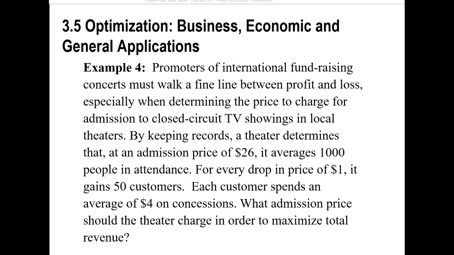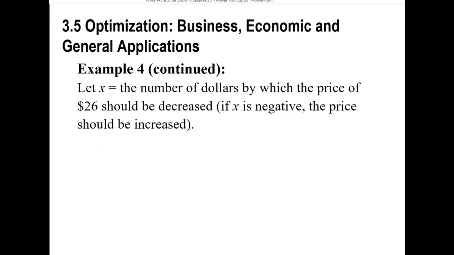All right, so admission price of $26, 1,000 people come in. For every $1 price drop, it gains 50 customers. So we're going to let x be the number of dollars by which the price 26 should be decreased. If x turns out to be negative, it means it should be increased.